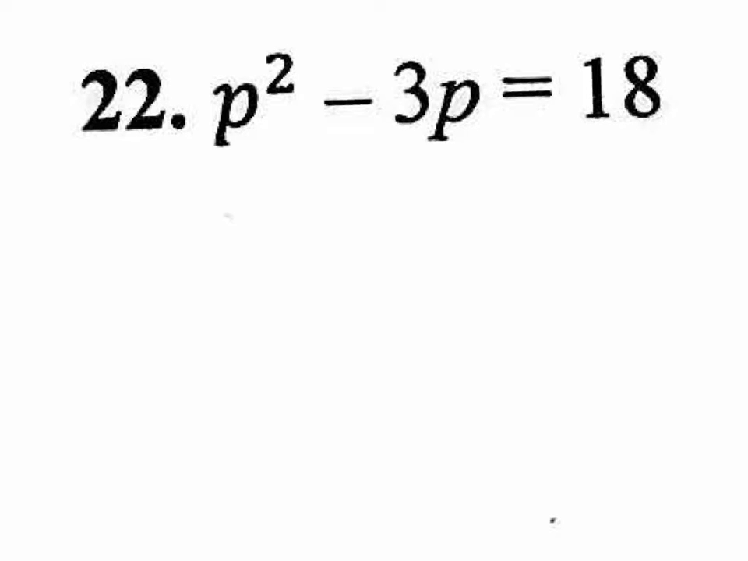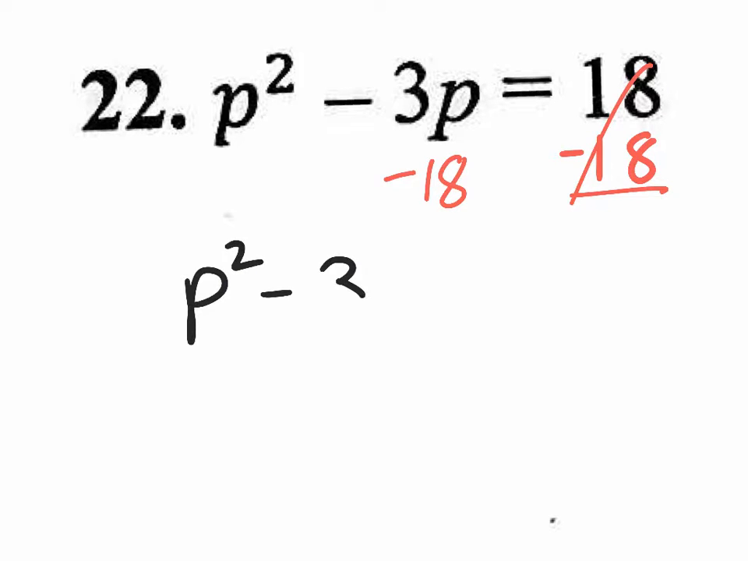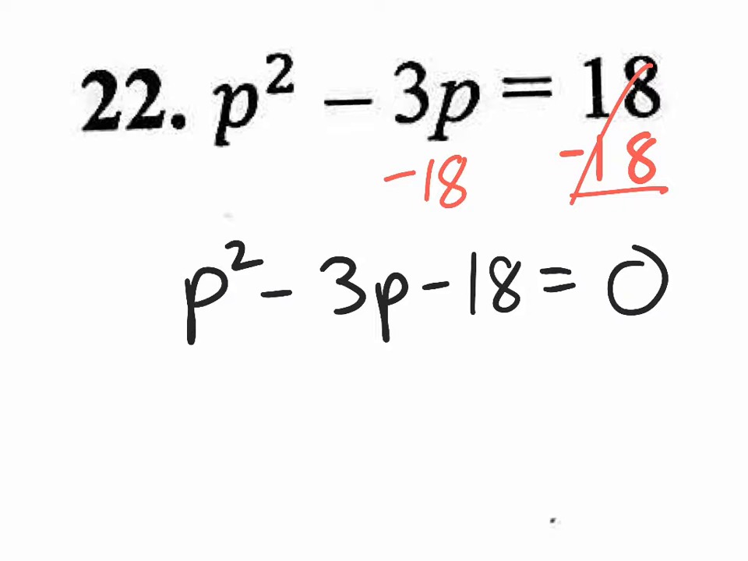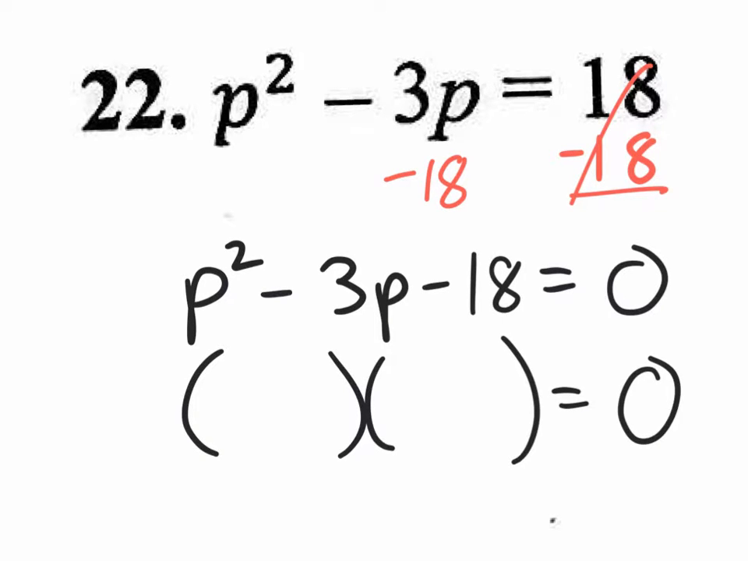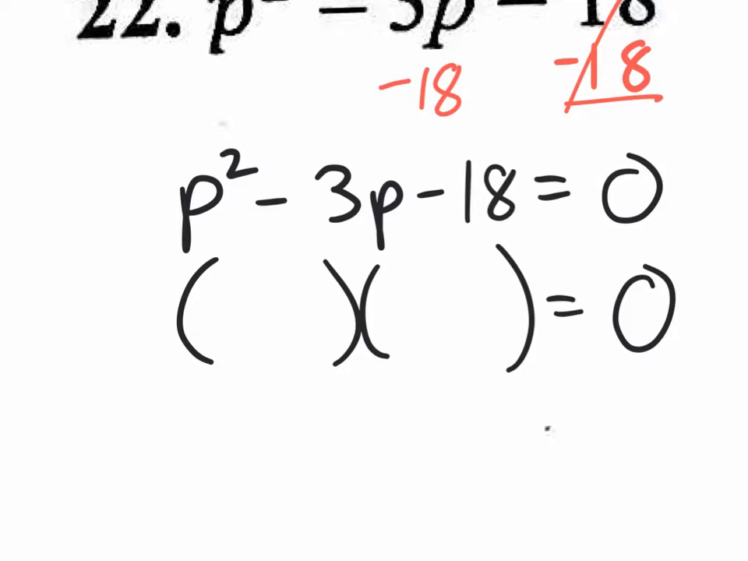Number 22, it's not equal to 0, so what do we have to do? Make it equal to 0, subtracting 18, subtracting 18. So I will have p squared minus 3p minus 18 equals 0. And now that it's a quadratic trinomial set equal to 0, we are going to factor, split it, and then solve them. So put a p right there and a p right there.